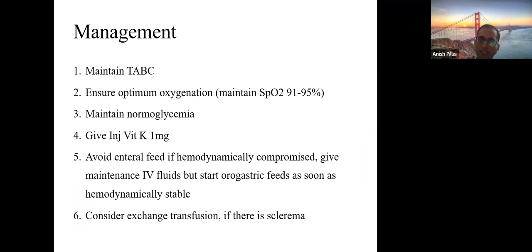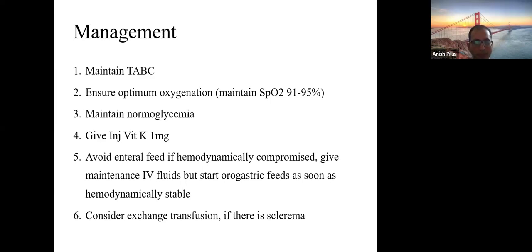Management of sepsis, again, we'll go through that very briefly. The first priority is always stabilization. This baby is septic, drowsy, not breathing well. So first maintain TABC. Everyone knows the full form: temperature, airway, breathing, circulation. So first focus on all this. Ensure optimum oxygenation. Our oxygen targets are 91 to 95%.